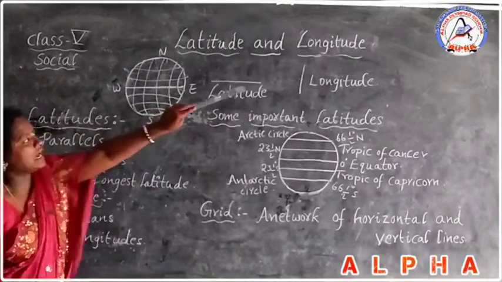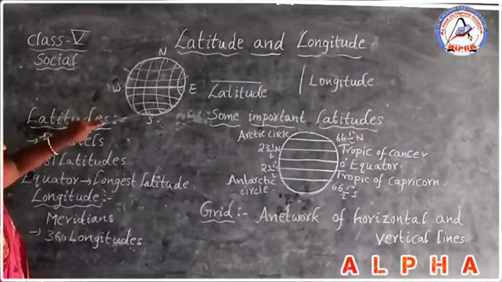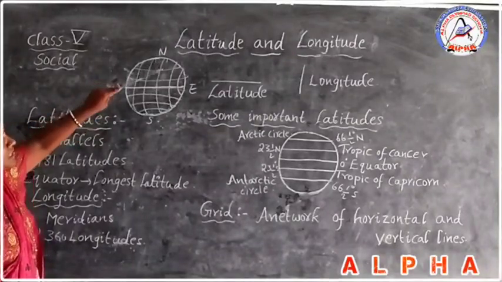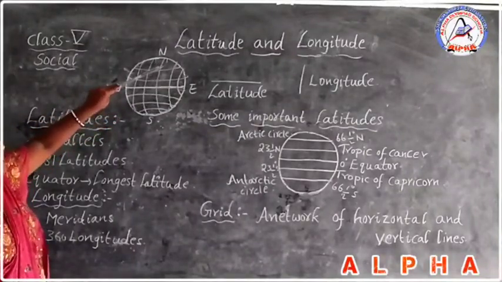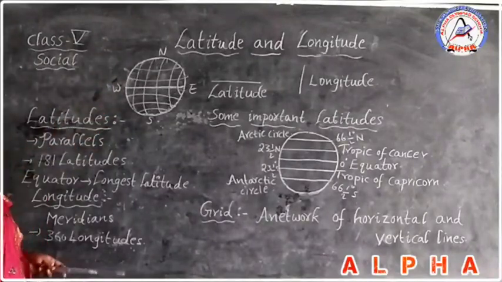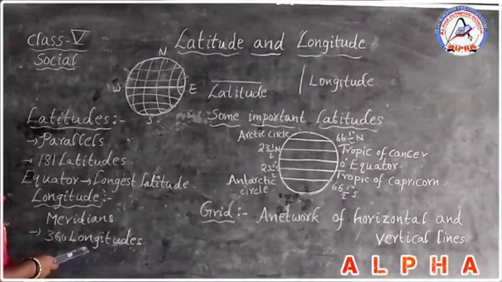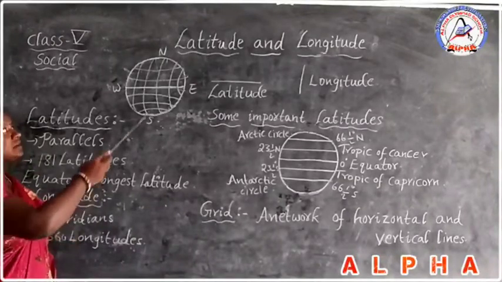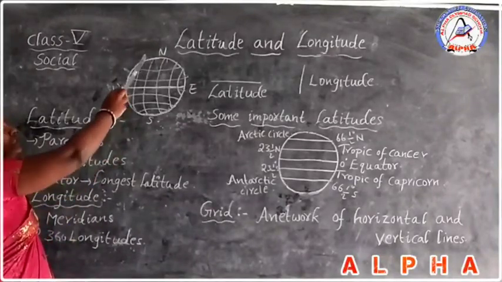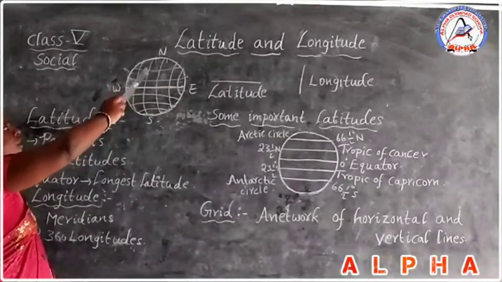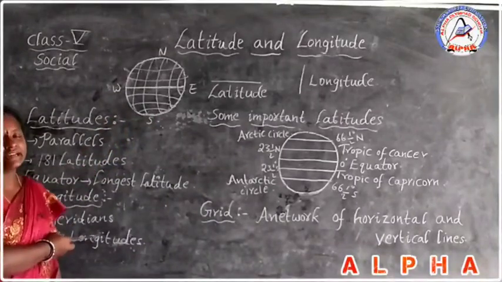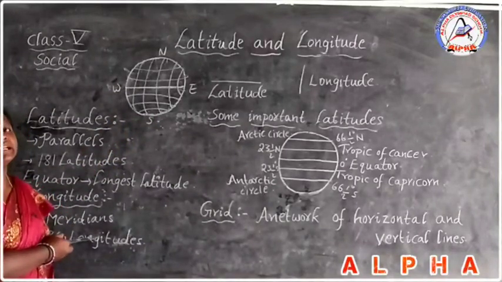Next, coming to the longitudes. Longitude means vertical lines. From north to south, we observe some imaginary lines. These lines are called longitudes. The total number of longitudes is 360. These are not parallel to each other, and they are drawn at equal distances. So longitude is also called meridians.